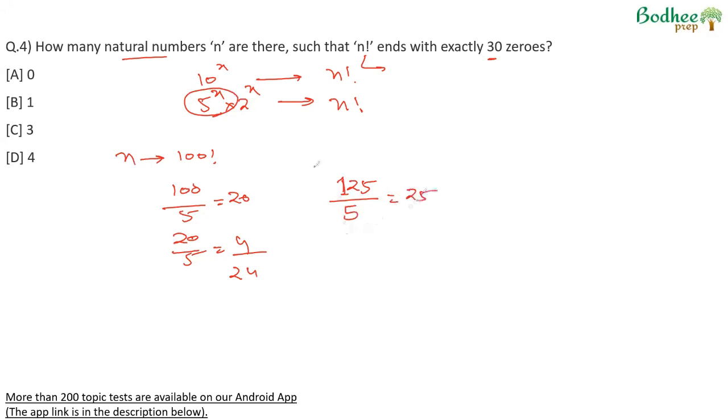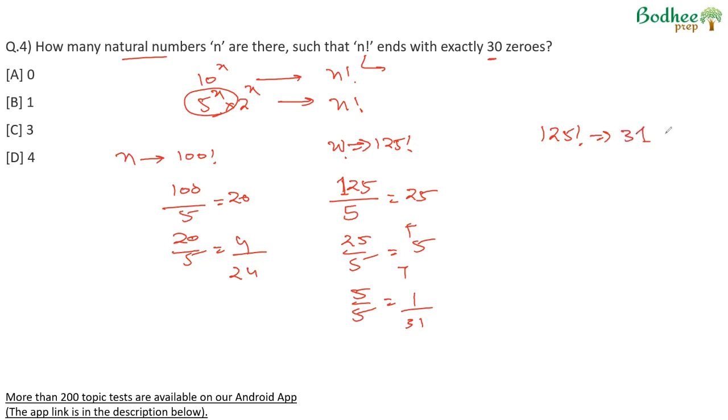125 divided by 5 is 25. So here n factorial is 125 factorial essentially. 125 by 5 is 25, 25 by 5 is 5, 5 by 5 is 1. Now, if we look at it, the total becomes 31. So 125 factorial has 31 trailing zeros.